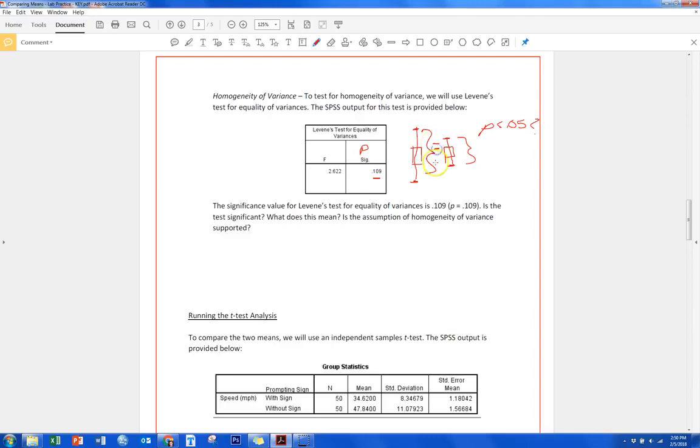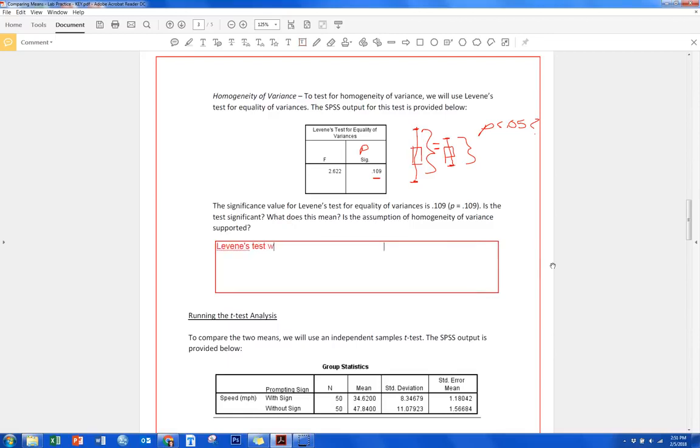So they are statistically equal. If this were less than 0.05, then we'd say there's a significant difference between the two variances, and we'd have to use a corrected t-test value. But here, they are not significantly different because this is not less than 0.05. So Levene's test is non-significant. They're not different. They are equal. Therefore, the assumption is satisfied. So the significance value for Levene's test is 0.109. Is the test significant? Let's go ahead and talk about that.